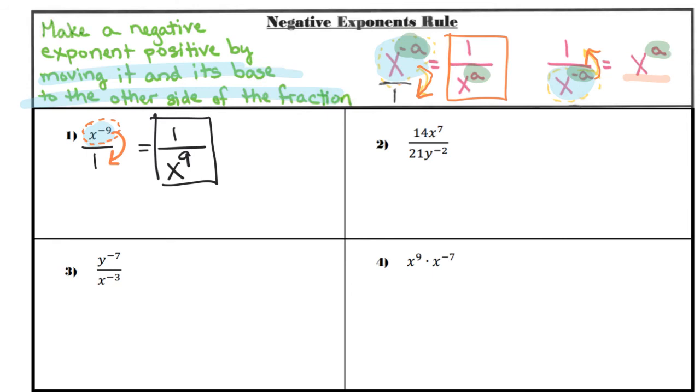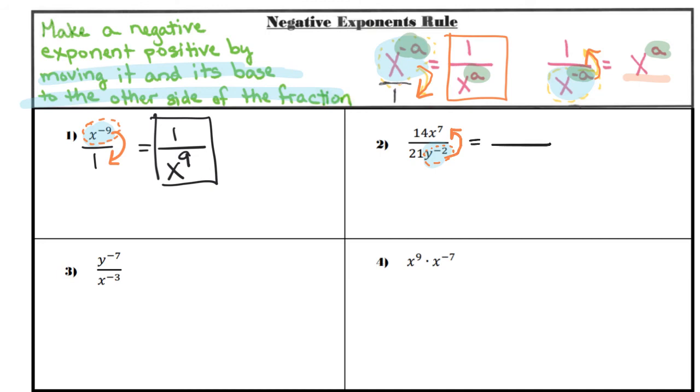Example 2 has a little bit more going on. Notice there are some coefficients. I see an x variable and a y variable. So notice the y variable has that negative exponent. We're going to take care of that first. That's going to be our first action plan, to move anything with a negative exponent to the other side. And in this case, it's in the denominator. So when I make that move, I'm going to move it to the numerator.